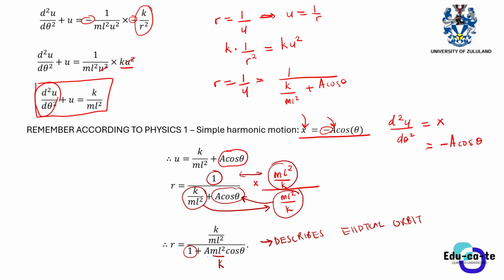So in our next video, we're going to do a part 2, whereby we prove that this r is actually given by a into 1 plus e over something like that. So we're going to prove this equation in part 2 of this video.